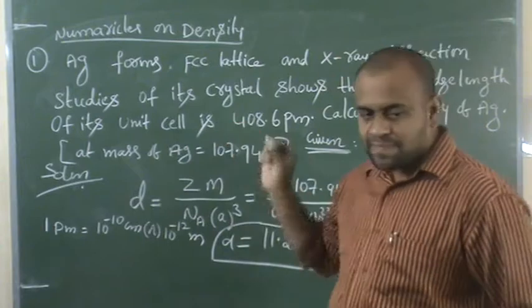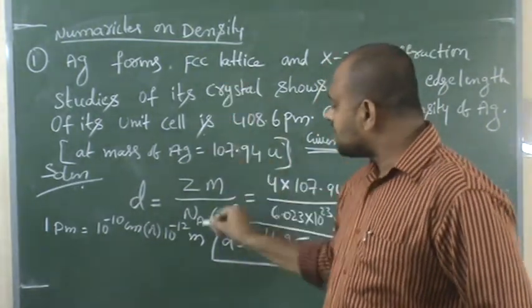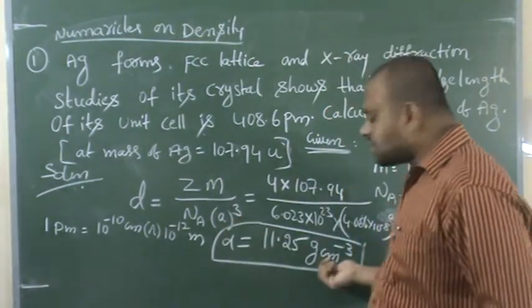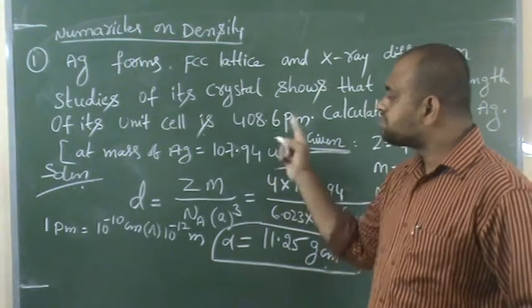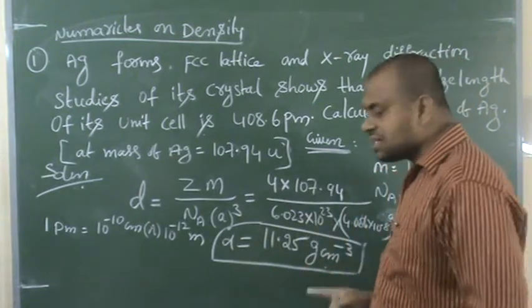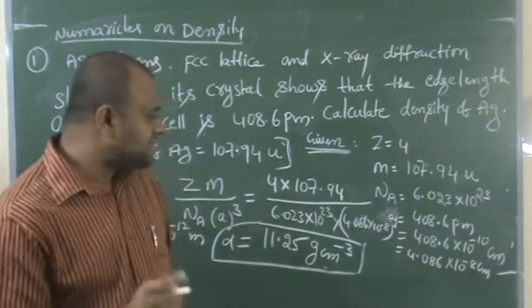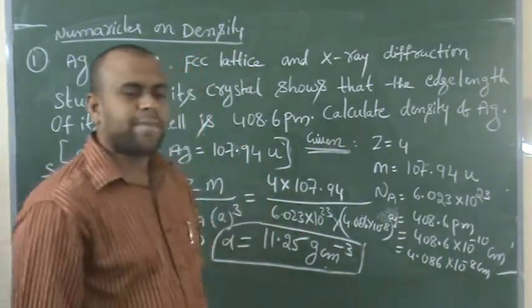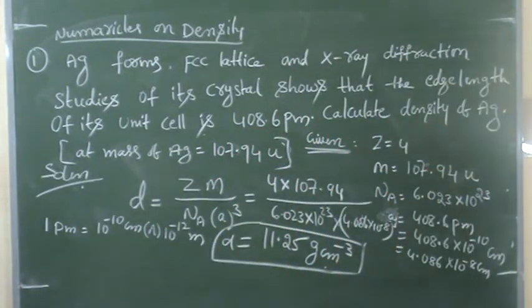If this problem appears in a test or exam for 2 marks, and you had calculated everything but forgot to put the unit, you will lose 1 mark. You will get only 1 mark. For the calculations 1 mark, for putting the unit 1 mark. Therefore, don't forget to put the unit. Density is always expressed in gram per centimeter cube. Note it down.